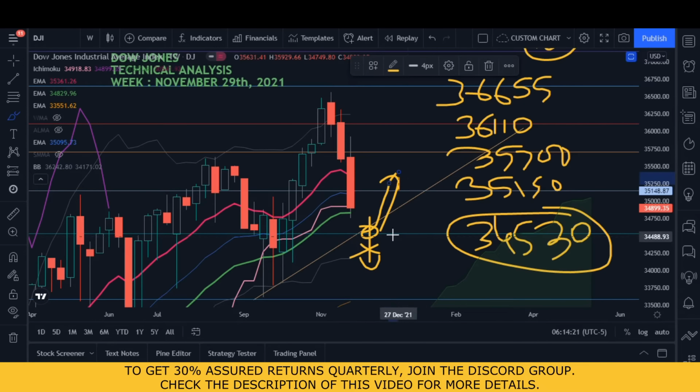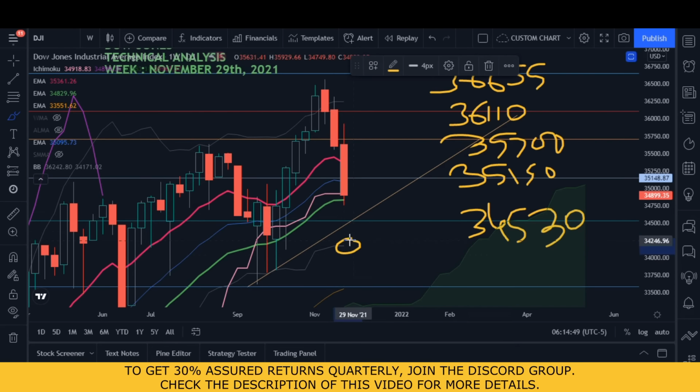It will be more clear on the daily chart, but on the daily chart these supports and resistances will remain the same. Now, this is the lower band of the Bollinger Band, and the market closed on the weekly chart below the median of the Bollinger Band, which means the market is bearish on the weekly chart. So the market will come down and find support here at 34,530, and the Bollinger Band will also come to somewhere around this level.